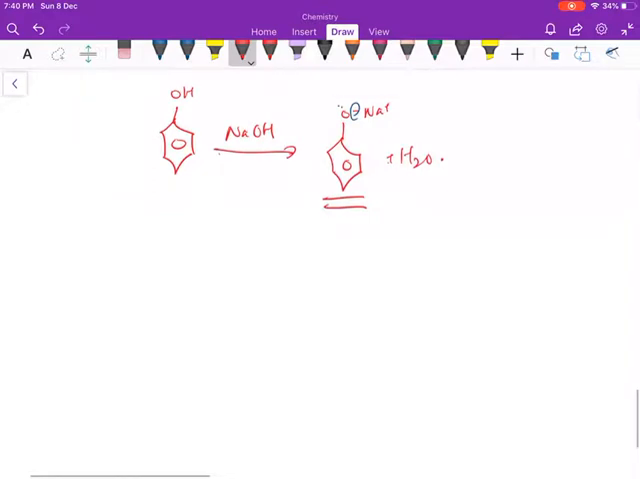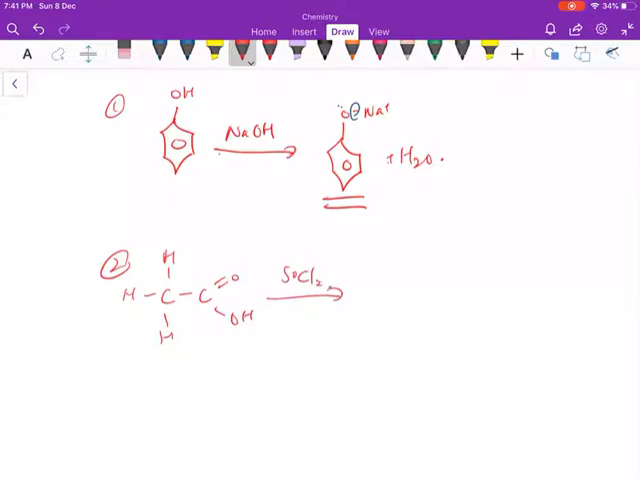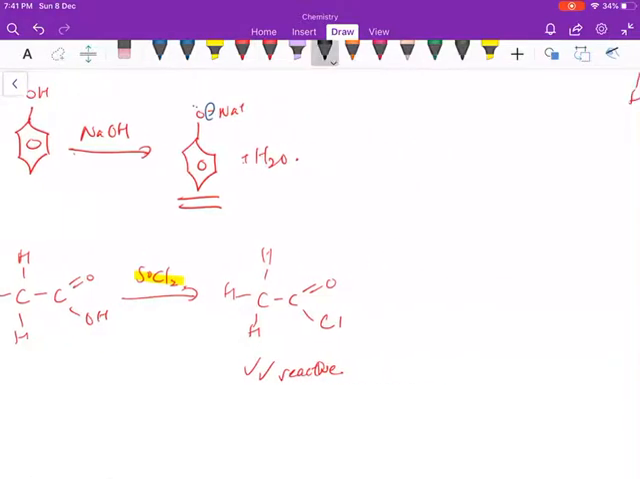And for carboxylic acid, which is our second point, if we add SOCl2, I don't really know the whole name for this molecule, but if we add this compound, we could turn it into an acid chloride. And as we know, acid chloride is really, really reactive. So it's of no doubt that these two might react to form an ester.